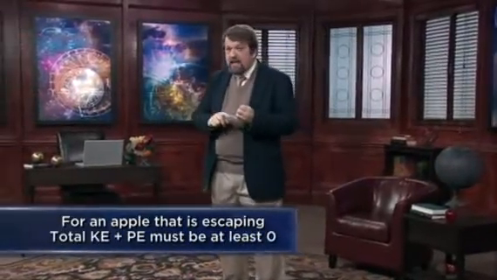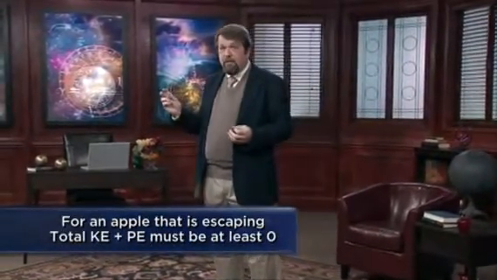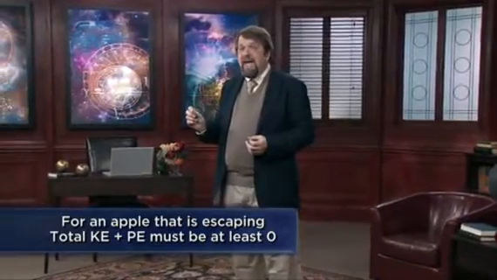So if our apple thrown up does escape, doesn't come down at all, then it will eventually get to a huge distance from the Earth, millions and billions of miles away. And with such a separation between the Earth and the apple, the potential energy is practically zero. Of course, the kinetic energy cannot be less than zero, no matter how slowly the apple moves. So that means for an apple that is escaping, the total kinetic energy plus potential energy for the apple must be at least as big as zero.